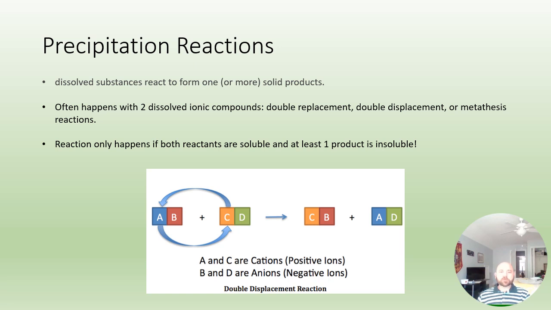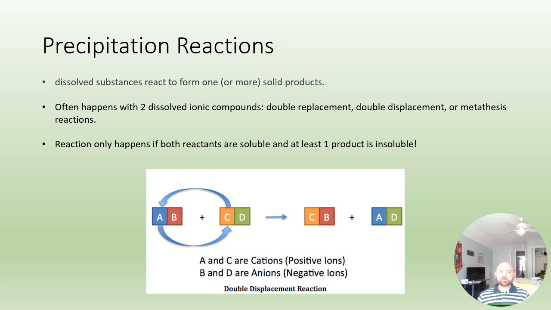So this is the first type of reaction we are going to familiarize ourselves with. This is called a precipitation reaction. Precipitation reactions happen when we dissolve two ionic substances in some water and mix them together and form a new solid product. There's a couple of different names that you may hear attached to these types of reactions. They are double replacement, double displacement, or metathesis reactions. They all kind of mean the same thing. They are just different names for this type of reaction.